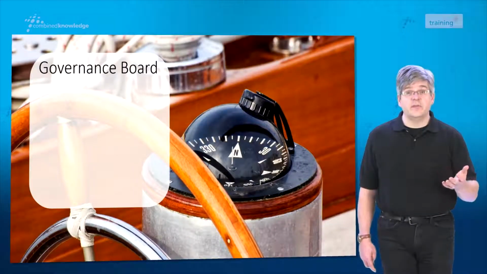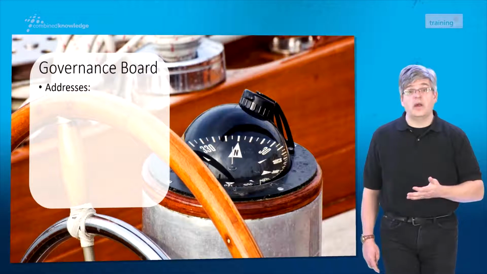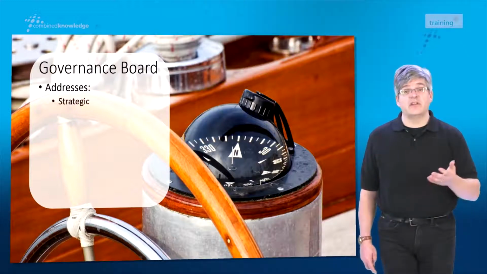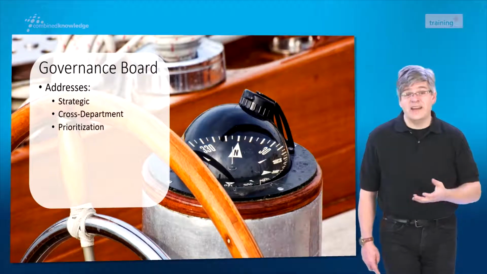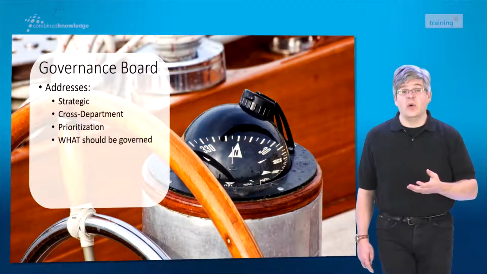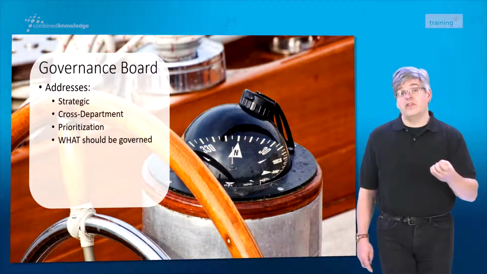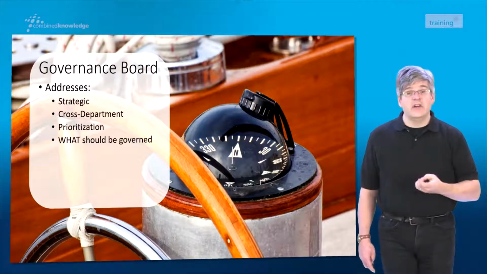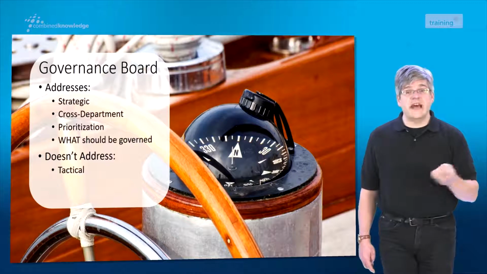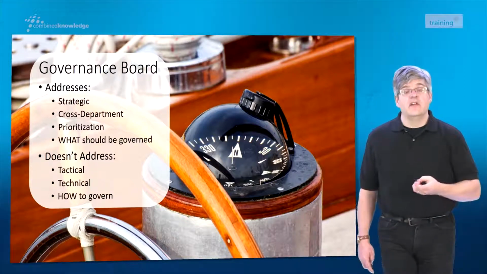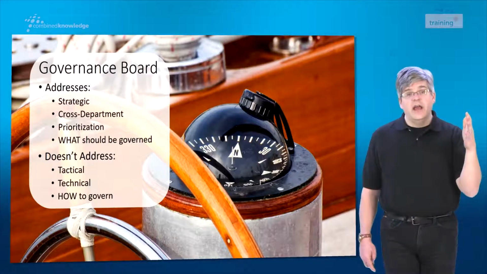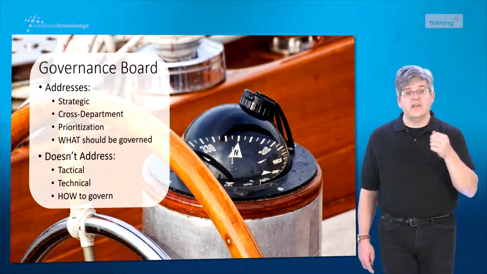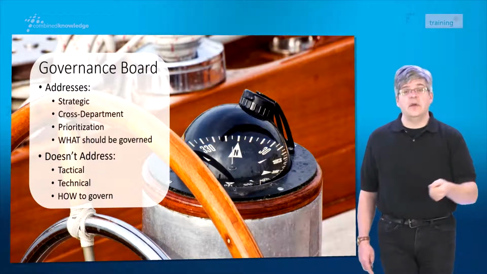Governance teams, as you might expect, will need a governance board, and the governance board is going to address things that are strategic, cross-departmental. They're going to do prioritization, and they're going to control what should be governed. What they won't address are things that are tactical or technical, or how to govern. So the actual governance board is really designed to set the tenor, and then the technical team can say exactly how things need to be.